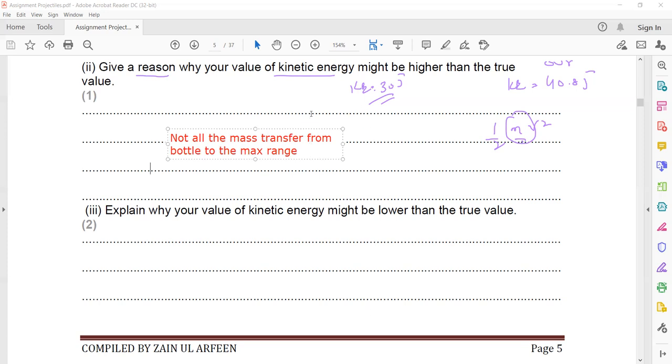And then they are asking to explain why your value of kinetic energy might be lower than the true value. We calculated 40.8, but in practice it might be higher. How? When the liquid is coming out, we assume it comes out at a speed of 7.5 meters per second. But the liquid might come out at a higher speed, maybe 15 or more. What happens when it reaches the bottle opening? Because of the friction between the bottle and the liquid, the speed is reduced. So the liquid comes out at a higher speed, but we are only getting 7.5. That's why our value will be lower than the true value.